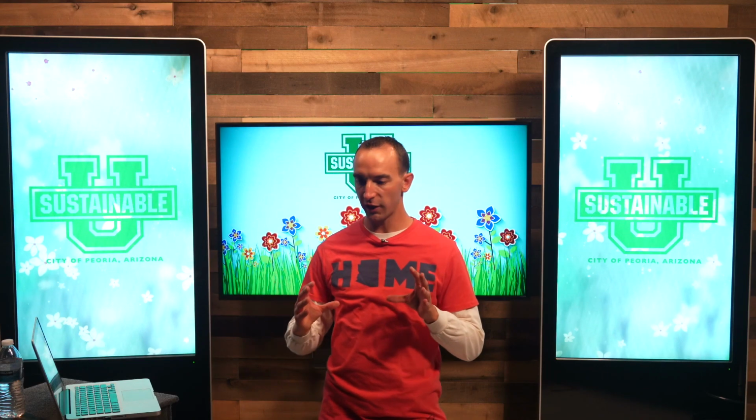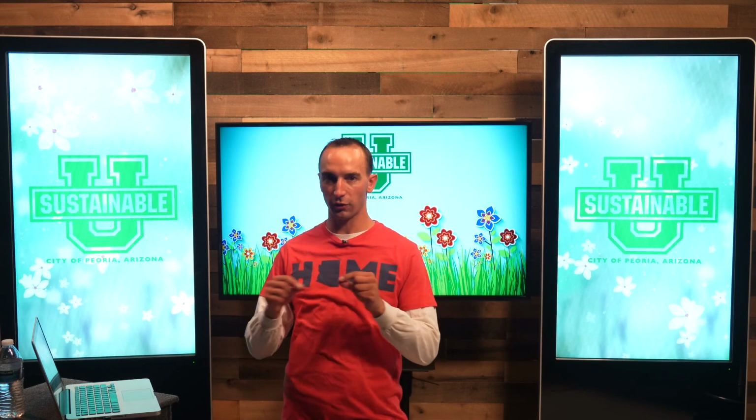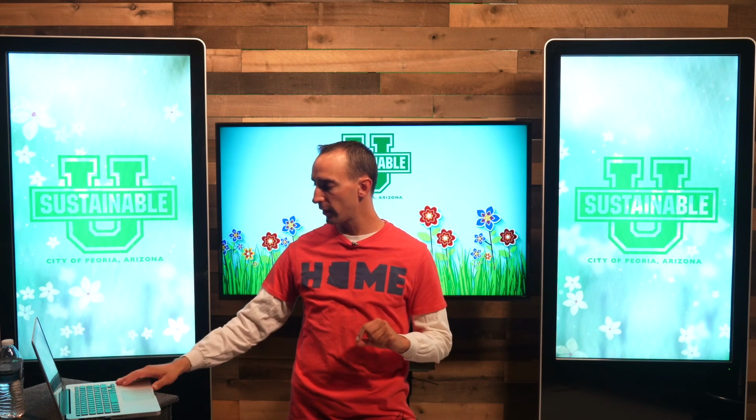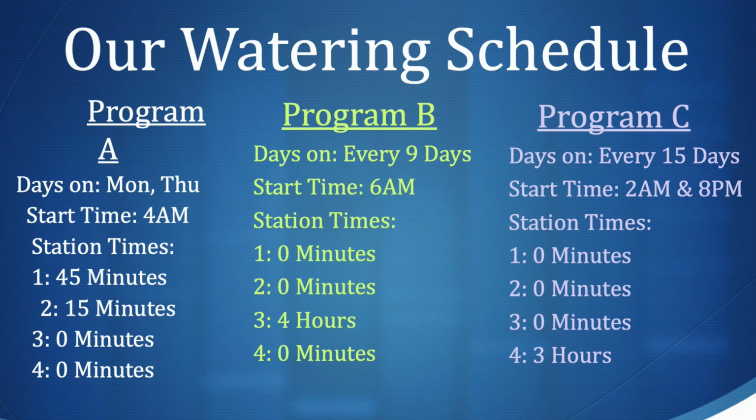What does that look like if you wrote it all down on an Excel sheet or on a notepad? Our first program, we're watering on Monday and Thursday. We have a start time of 4 a.m. and you can see stations 1 and 2. 1 is 45 minutes, 2 is 15 minutes, 3 and 4 are 0 minutes. Why are they 0 minutes? Remember, they're not on program A.